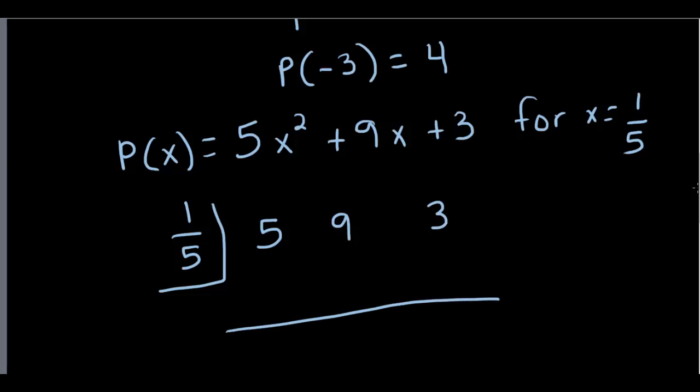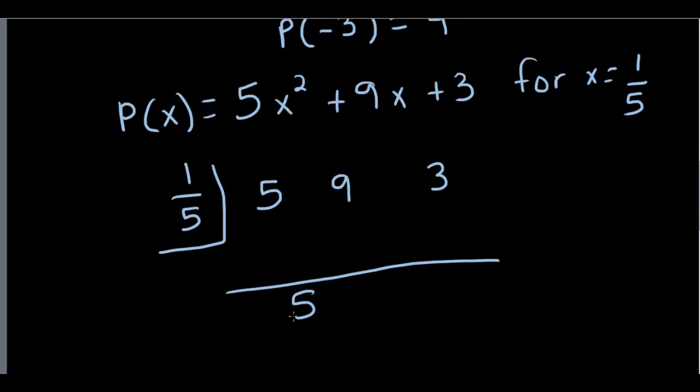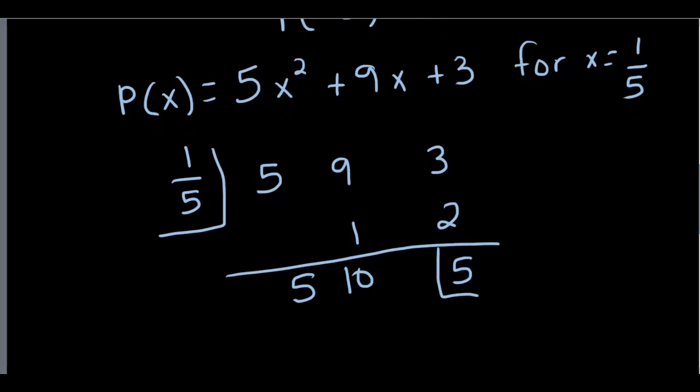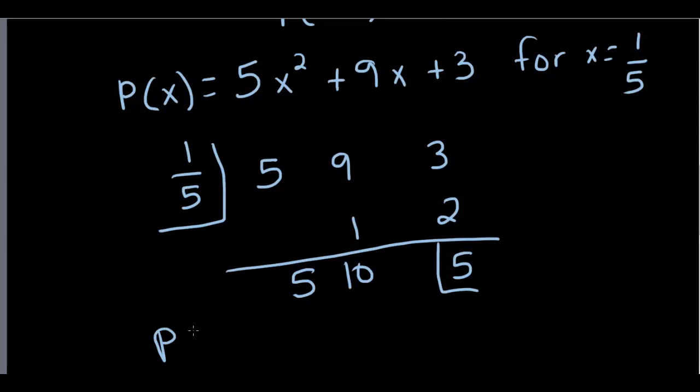I write the bar. I'm going to drop the 5. And we're going to start multiplying. 1/5 times 5 is 5/5, which is 1. 9 plus 1, 10. 1/5 times 10 is the same thing as 10/5, which is 2. 3 plus 2, 5. So the remainder is 5. That means that the value of the polynomial when x is 1/5 is 5. If you were to plug in this value wherever you see the x, you will get the same answer, but it will be more work. So this is easier, this is faster.